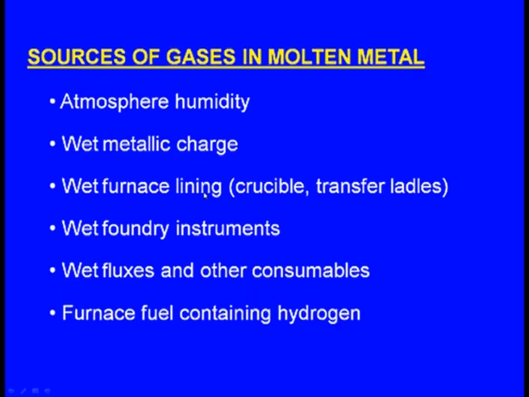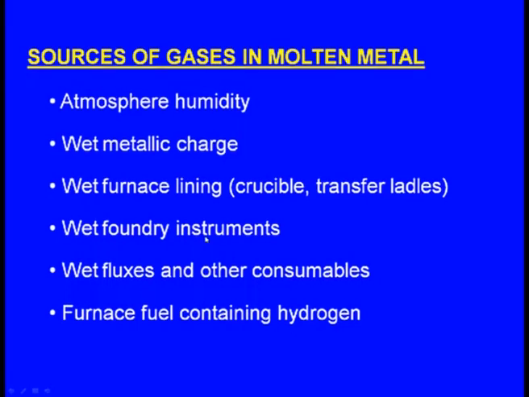Next one, wet furnace lining. Most furnaces have a refractory lining. Now, these linings can absorb moisture because of the humidity in the atmosphere. What happens when we put the metallic charge inside and heat it is that this moisture will decompose and form hydrogen and oxygen that will go inside the molten metal. Next one, wet foundry instruments. For stirring purposes we insert some rods and stir the molten metal. At that time these foundry instruments may have moisture. This moisture will decompose and release oxygen and hydrogen.